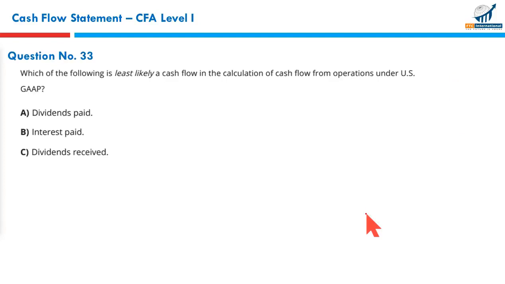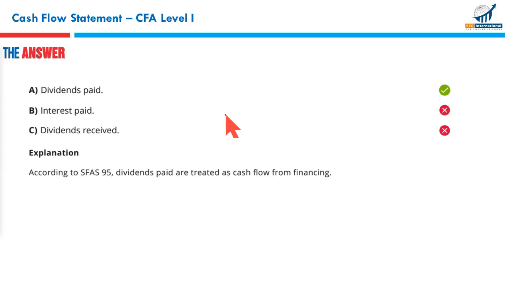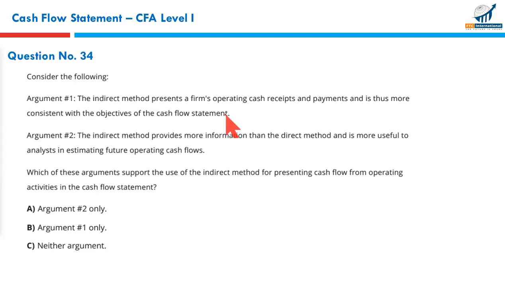Which of the following is least likely a cash flow in the calculation of cash flow from operating activities? Least likely in operations. Interest paid, it's an operating outflow. Dividend received is an operating inflow. But dividend paid is explicitly considered a financing outflow. That's why A is not and cannot be an operating cash flow. A it is.